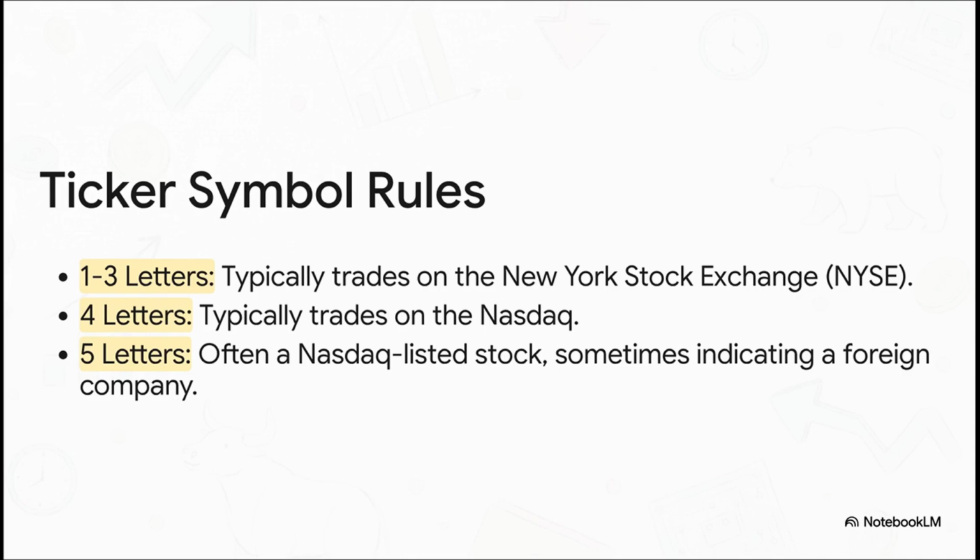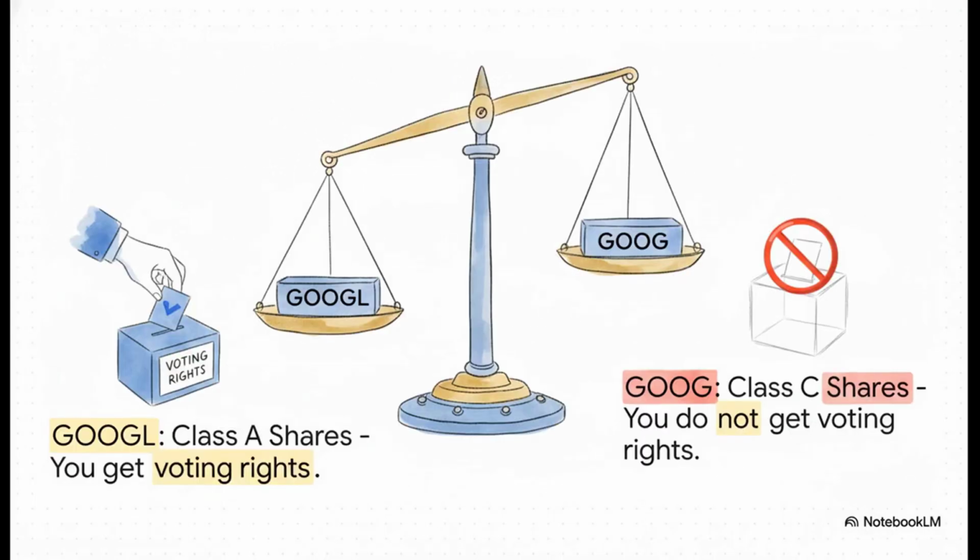See 4 letters like AAPL for Apple, that's usually a Nasdaq stock. And if you see a 5th letter, that often points to a Nasdaq stock too, sometimes even one from a foreign company. But the symbol can tell you even more than that. Let's take Alphabet, Google's parent company. It actually has 2 ticker symbols, GOOGL and GOOG. They look almost the same, right? But the difference between them is huge.